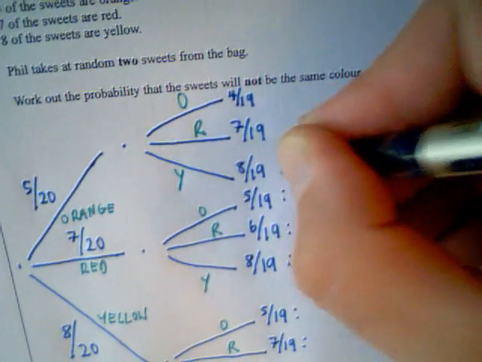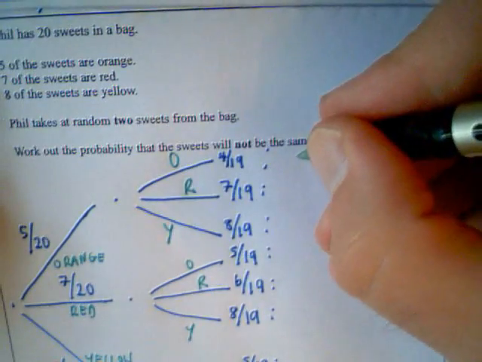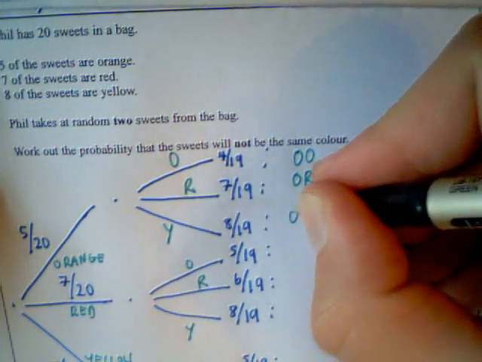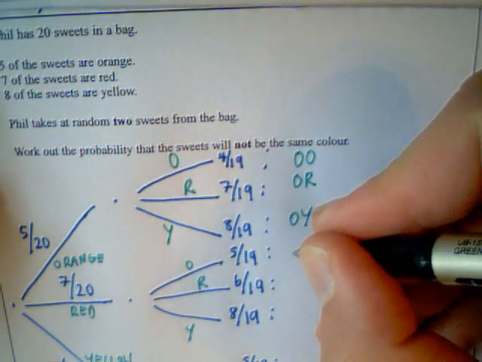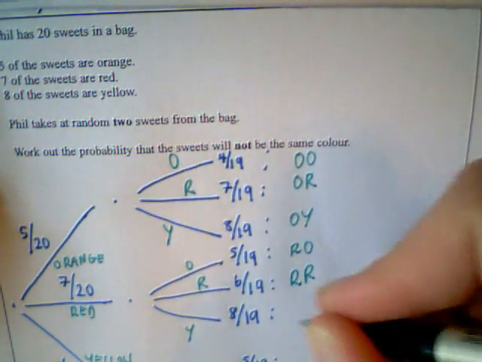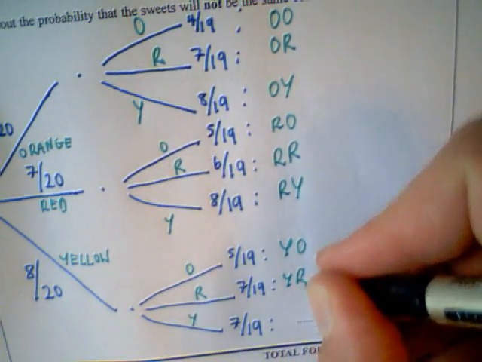So, what does this correspond to? Well, orange and orange, so we have O and O. We have orange and red here. We have orange and yellow here. We have red and orange here. We have red and red here. We have red and yellow here. We have yellow and orange. We have yellow and red, and yellow and yellow.